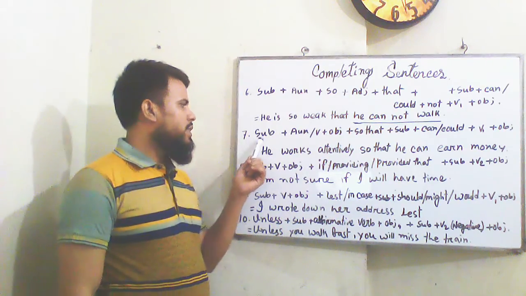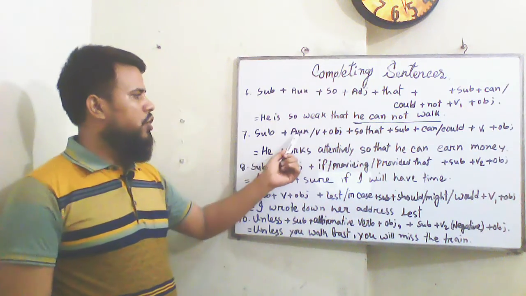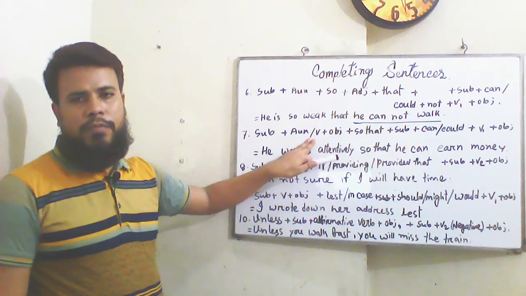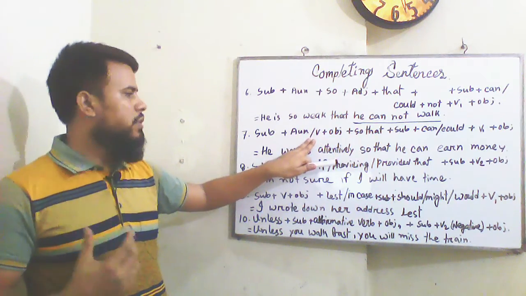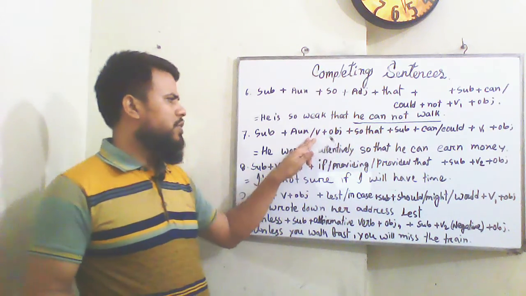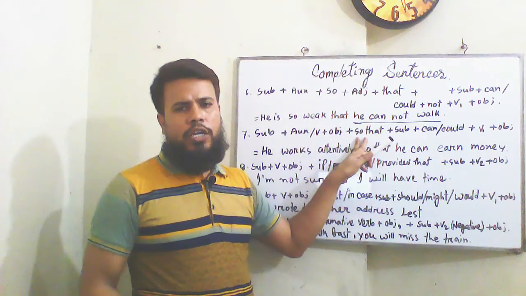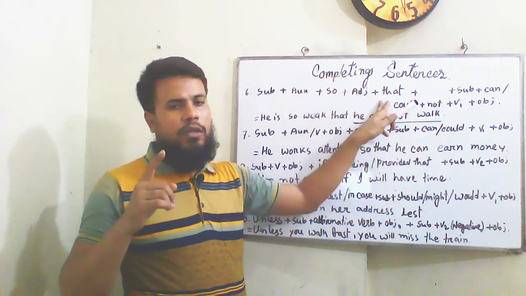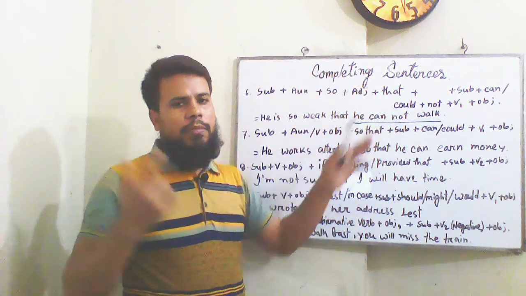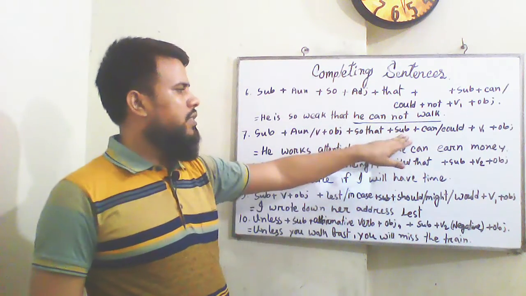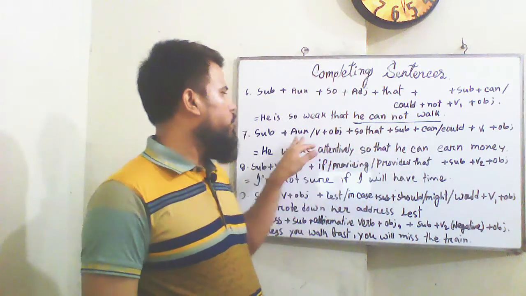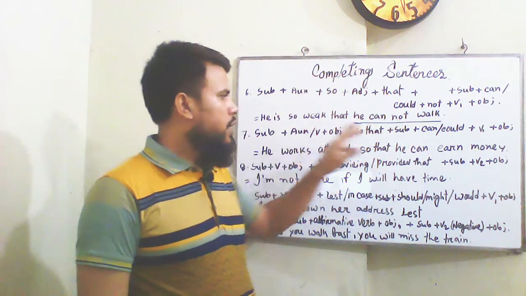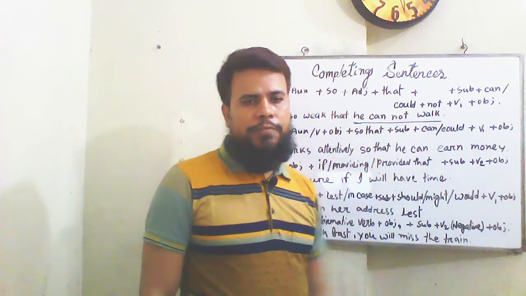And my next rule is 7. Subject and then auxiliary, then verb. The verb is verb in basic form, or verb in first form, etc. And then object, and then "so that." "So that" means a positive form, and "so adjective that" was negative information. And then subject, then can or could for tense basis, and then verb 1, then object.